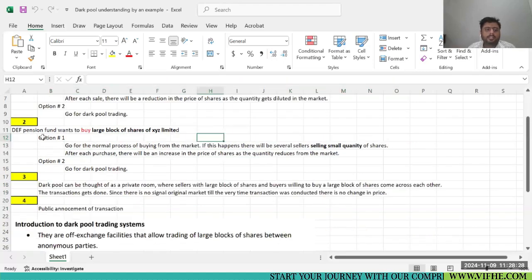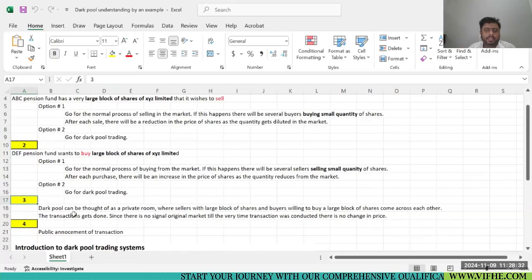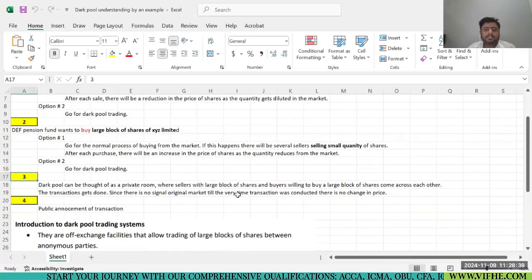Then comes step number 3. Step number 3 is to go dark pool. Okay, now what is dark pool? Dark pool can be thought of as a private room where sellers with large block of shares and buyers willing to buy a large block of shares come across each other. The transaction gets done. Since there is no signal in the original market till the very time transaction was conducted, there is no change in price.